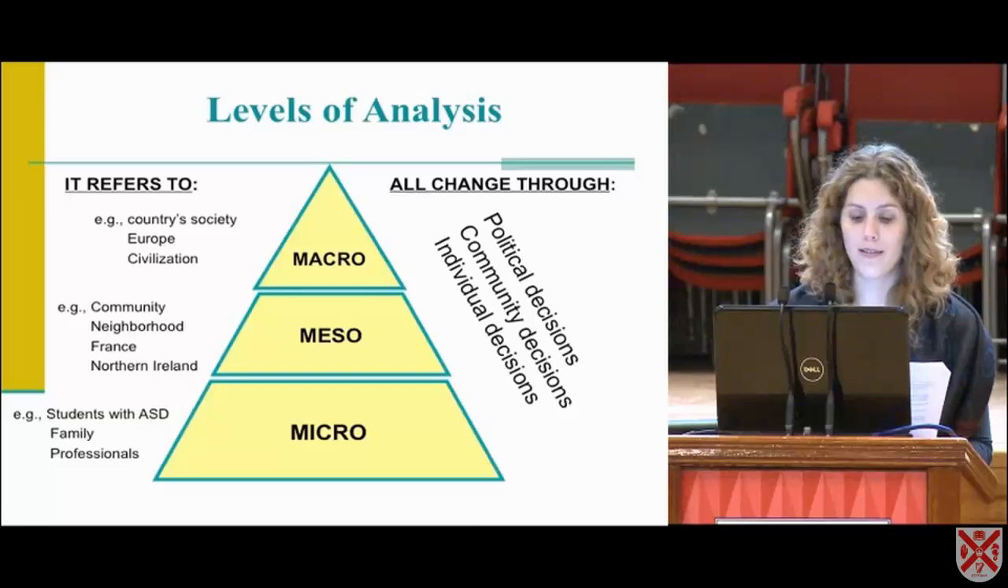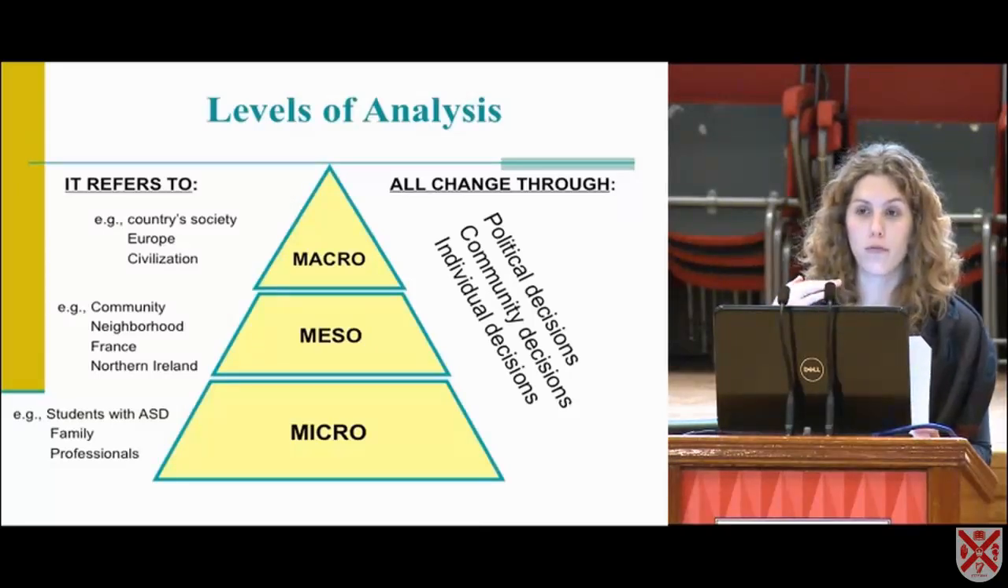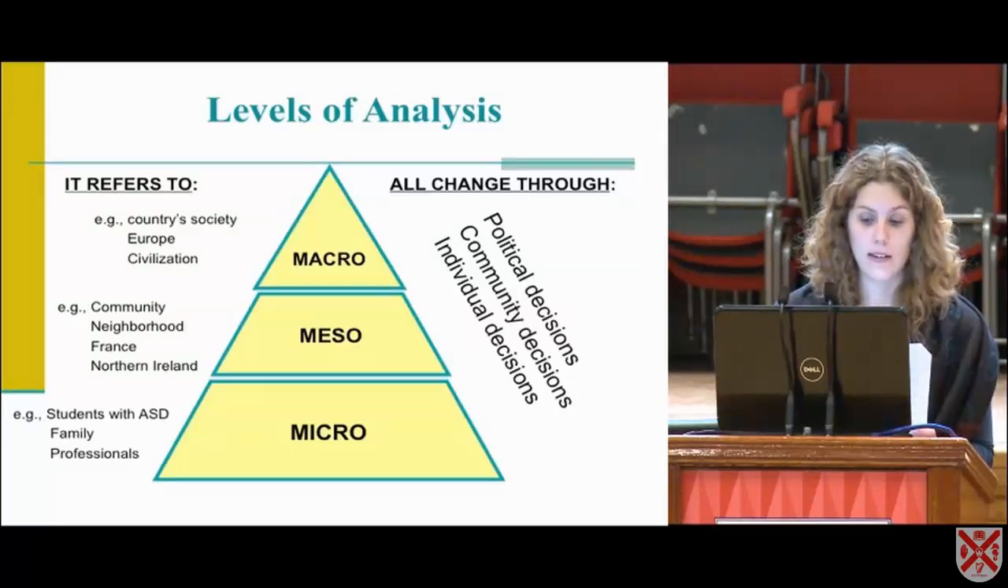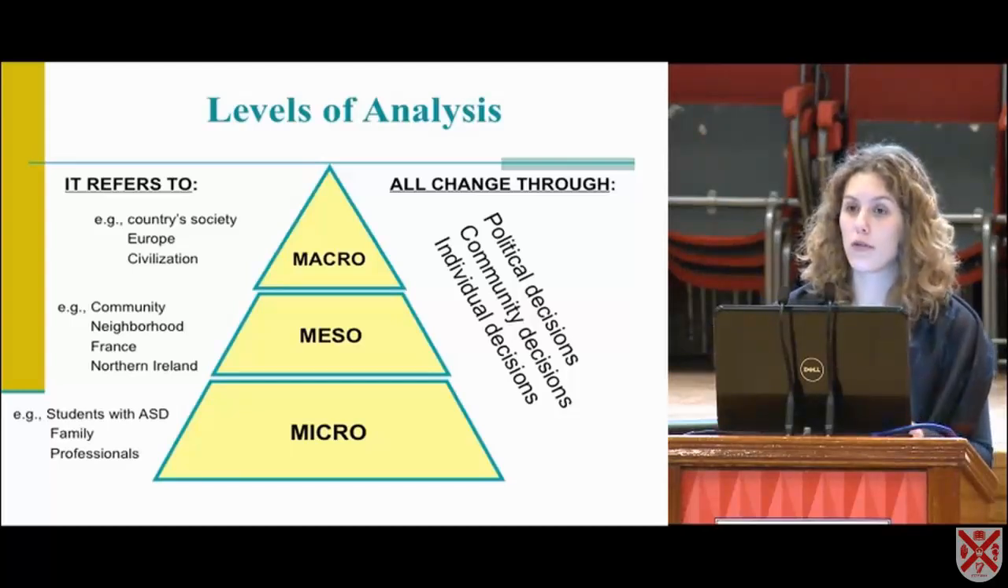So I've put here a scheme, like a figure. I think that we have to analyze 3 different levels. So first we've got the micro level, and this is the individual students. It refers to individual families, individual students with autism, and individual professionals like us that are here today.